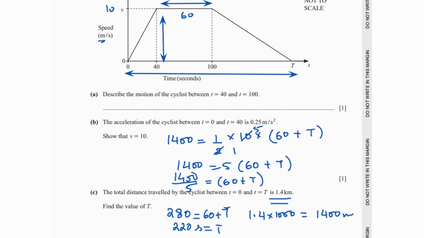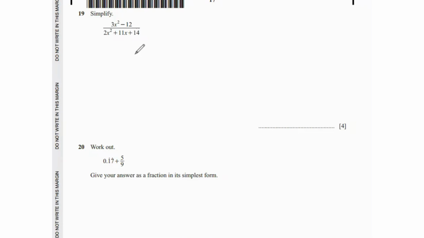Then it says simplify (3x squared minus 12) over (2x squared plus 11x plus 14). So we have a quadratic expression in the numerator and denominator, but you will solve them differently. For the numerator, we take the highest common factor. So that's 3 bracket x squared minus 4. For the denominator, we use splitting the middle term or the quadratic formula, whichever works best for you.